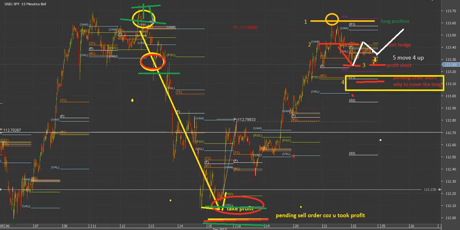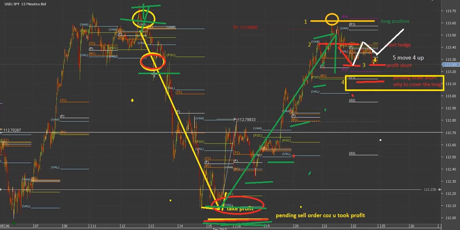So this is your long in here. This is your short that got picked up. Now you take profit on that short here, right? You left the pending short here just in case the market doesn't move up. You've got to protect this position here. Alright, so the market does move up, right?